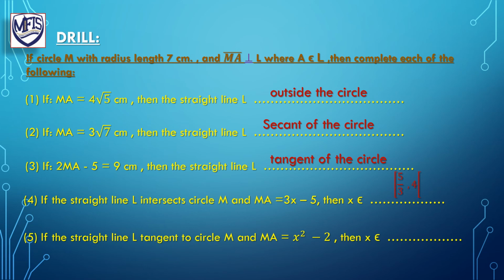Number 5. If the straight line L is tangent of circle M and MA equals x squared minus 2, then x belongs to. Now, straight line L tangent, okay? Then MA equals R. So I will write 7 instead of MA, then solve the equation. The answer will be x belongs to -3 or 3.